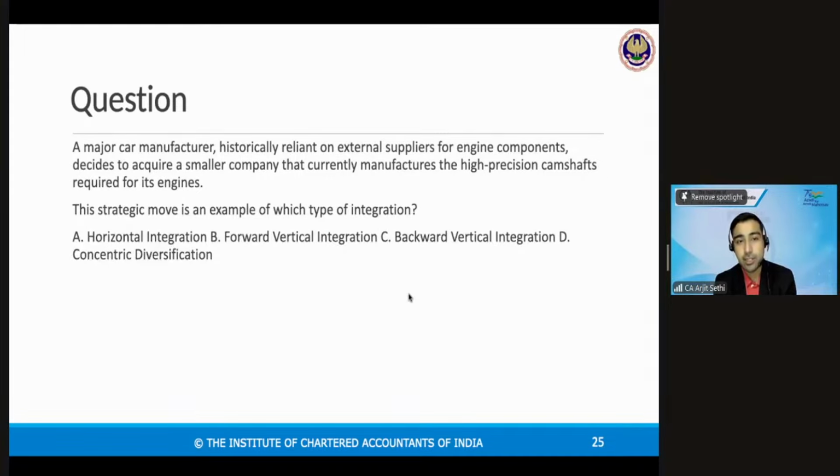A major car manufacturer historically reliant on an external supplier for engine components decides to acquire a smaller company that currently manufactures the high precision camshafts required for its engines. This strategic move is an example of which type of integration, my friend? Is it horizontal integration? Is it forward vertical integration? Is it backward vertical? Or is it concentric diversification? Which one is it from strategic management, tell me.